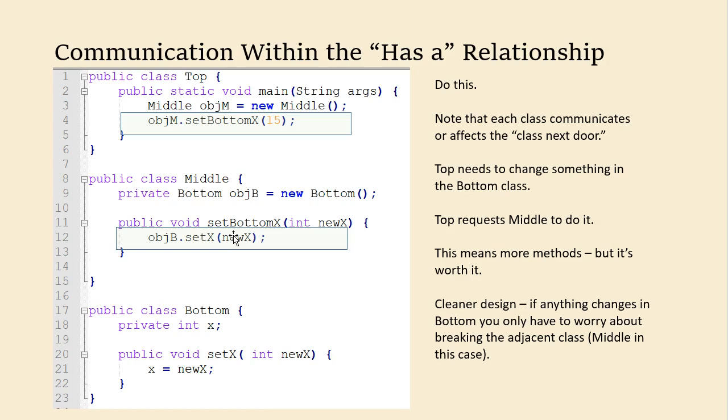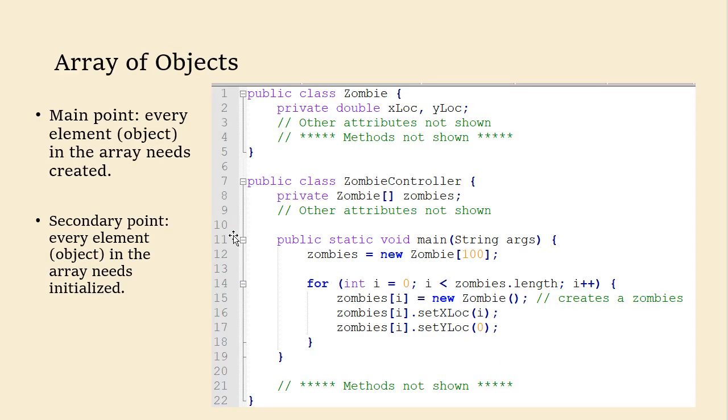And then the last thing to talk about with the has-a relationship: you can create an array of objects. So here we're going to have the zombie chases somebody game. I've got my zombie class, and I'm not showing all the attributes or the methods. I'm just showing two representative attributes: X location, Y location. Every zombie is going to have an X location, Y location.